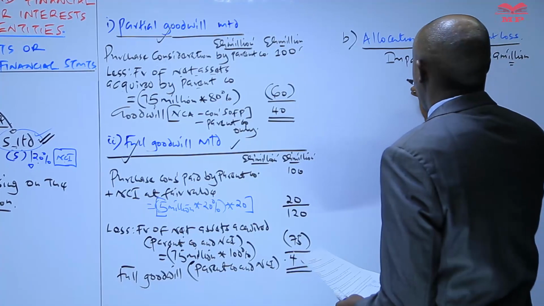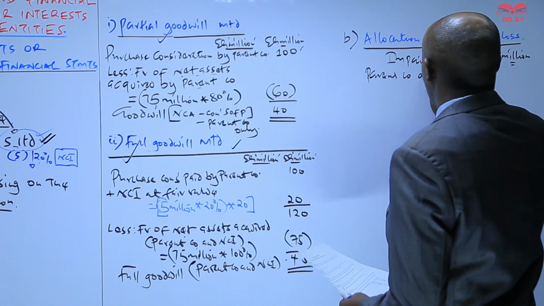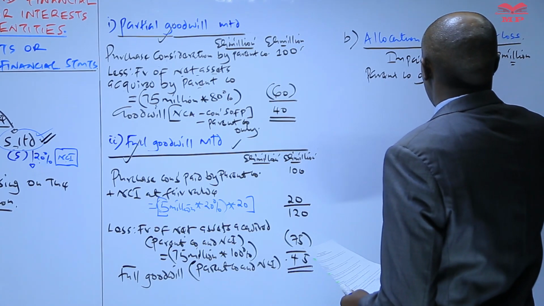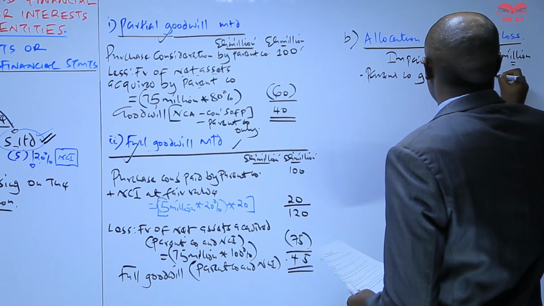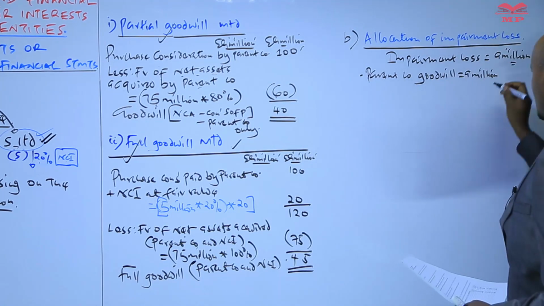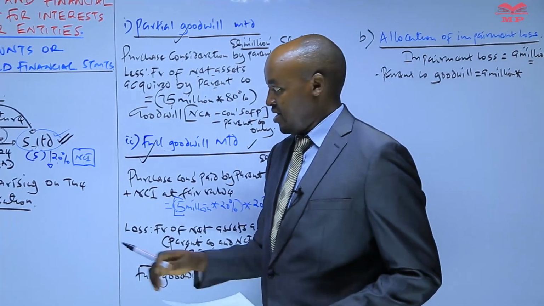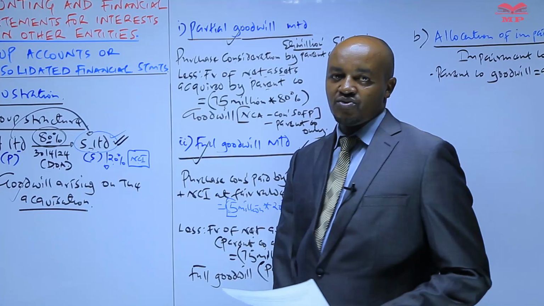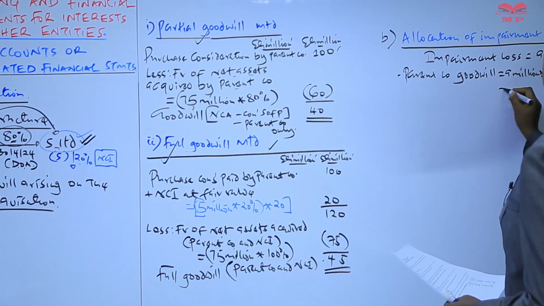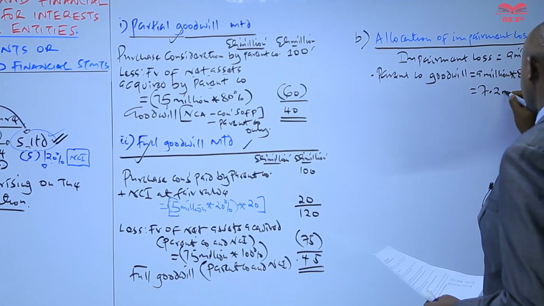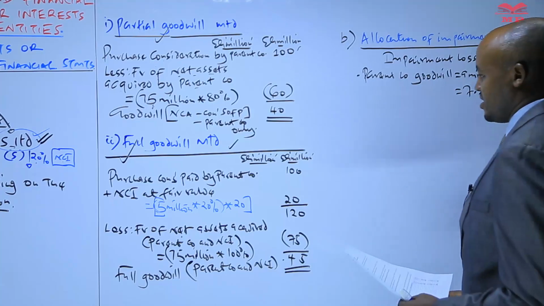The amount of impairment loss which will be allocated to parent company goodwill is equal to the full amount of impairment loss, which is 9 million, times the parent company shareholding in the subsidiary. So recall that the parent company shareholding in the subsidiary is what? 80%. So we get 80% of this, which will give us 7.2 million. That is the amount of impairment loss to be allocated to the parent company goodwill.